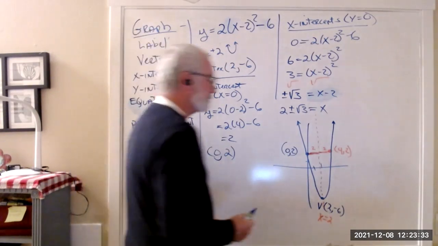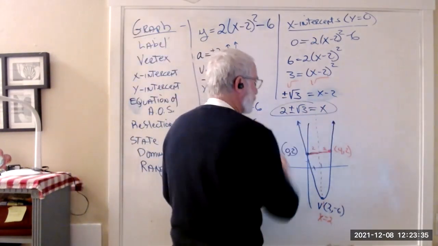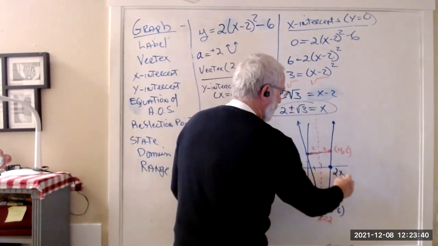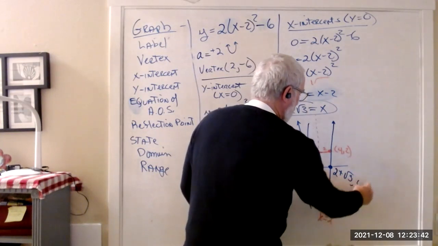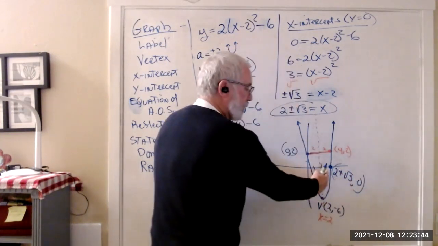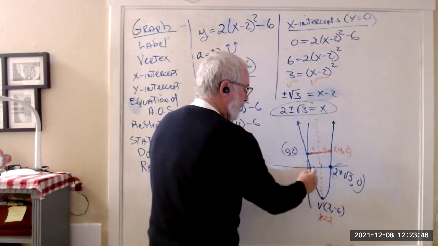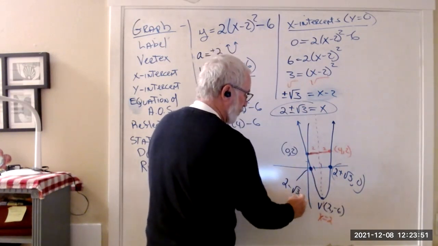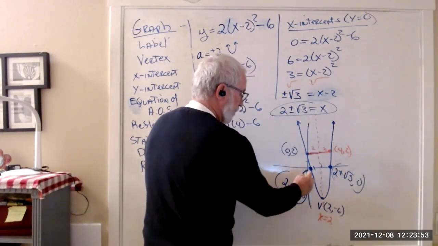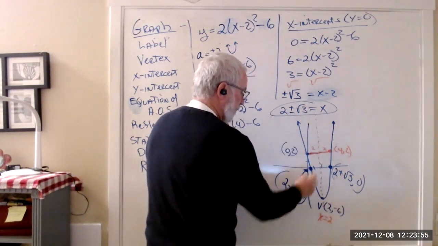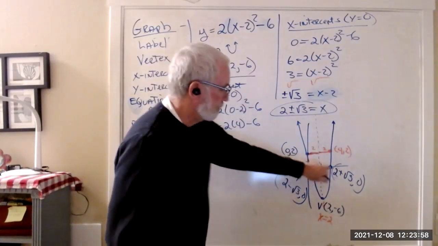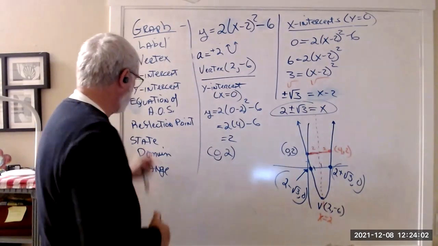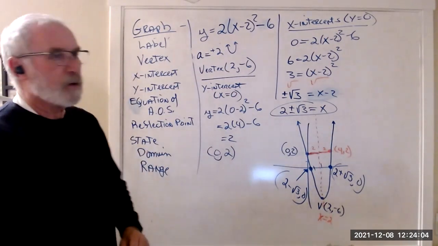We're almost done. The X intercepts are here, and they are 2 plus the square root of 3, 0. That's that one. And this one is 2 minus the square root of 3, 0. That one. Now I'm almost done. I still have to do domain and range. Any questions?